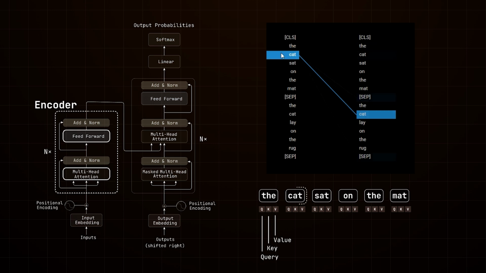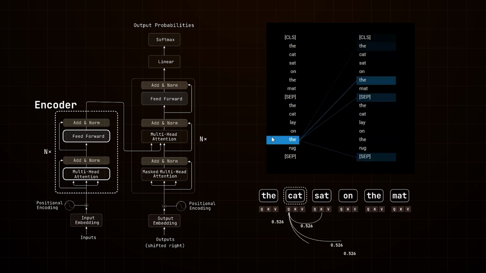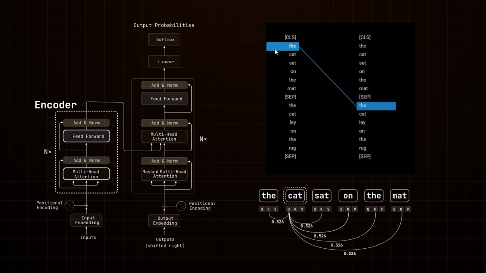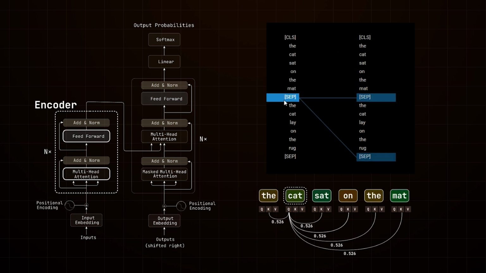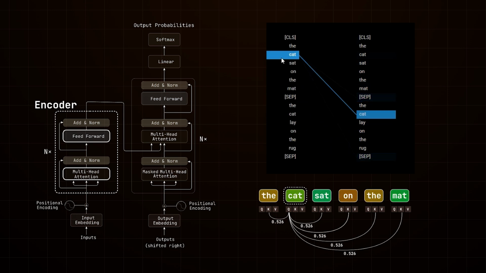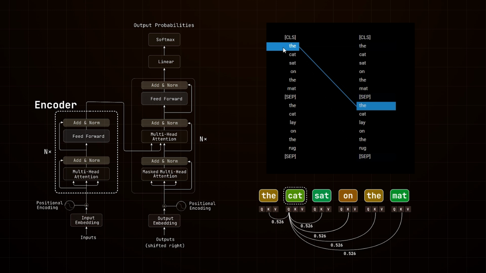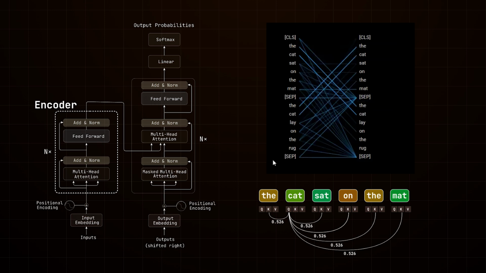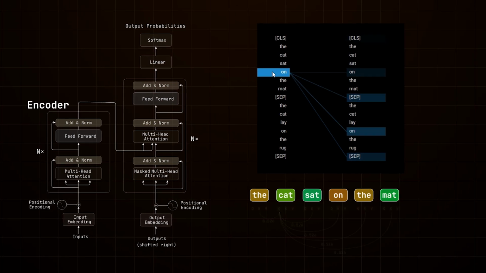For example, when processing cat, the model calculates dot products between cat's query and the keys of other tokens. This tells us how much importance cat should give to sat or mat. And since different heads focus on different aspects like syntax, meaning, or context, multi-head attention captures multiple relationships in parallel.